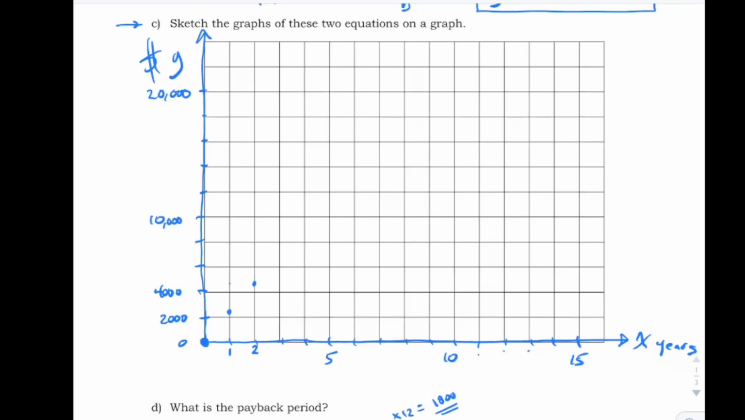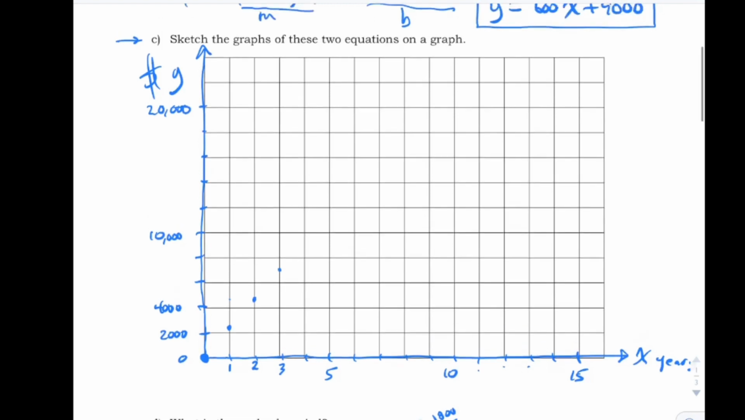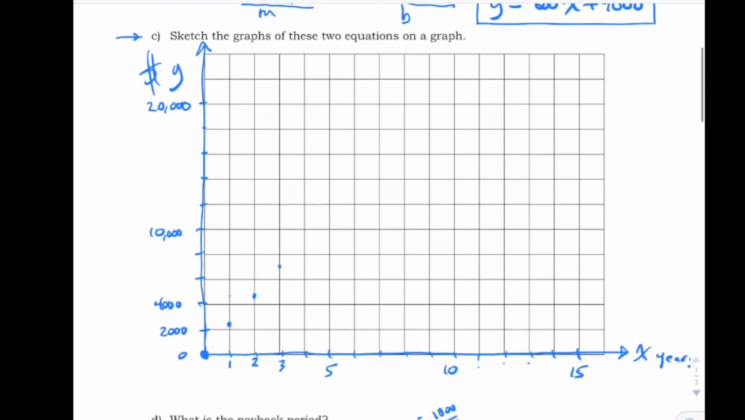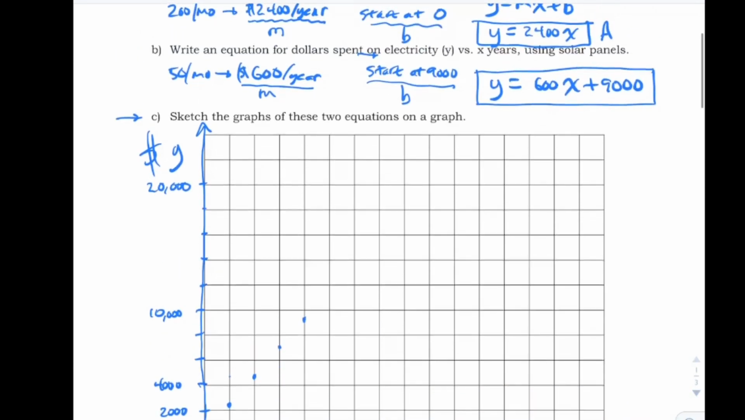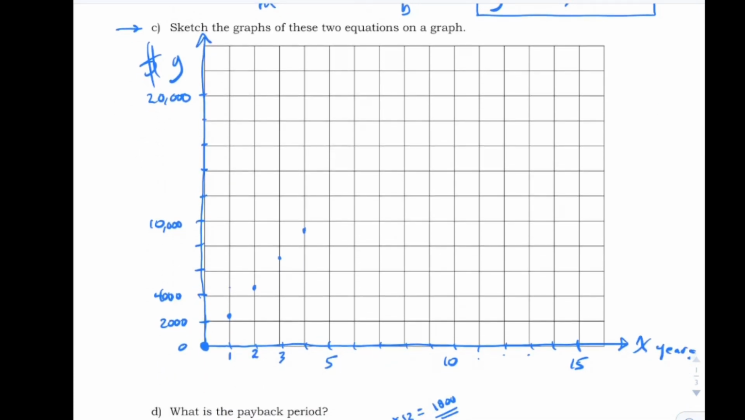Come out to 3 years, you get 2,400 times 3 is 7,200. So there's 6, there's 7, it's something like there. Come out to 4 years. 4 times 2,400 is 9,600, so we're way up here someplace. And then at 5 years, 5 times 2,400 is, actually that's exactly 12,000, so that's here.